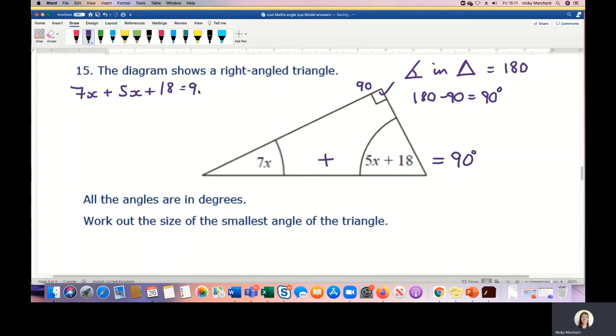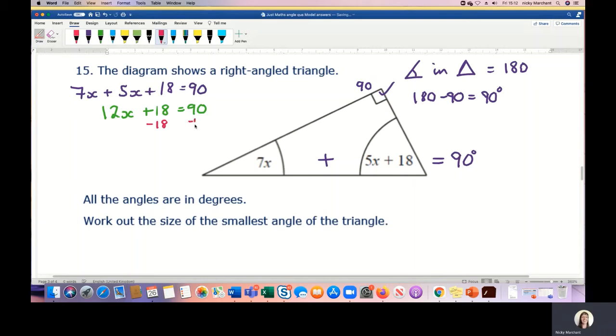Now this just requires a bit of tidying up. All the x's are on the same side, which is nice this time. So we've got 12x. I'm just tidying up, adding those two x's, and the 18 is separate because it's just a number, it's not an x. Okay, equals 90. That's the first task. Second task then is to take away 18 from both sides. Subtract 18 from both sides.